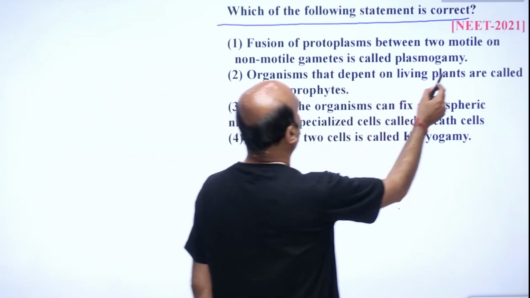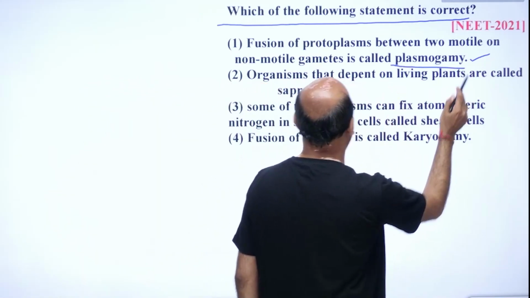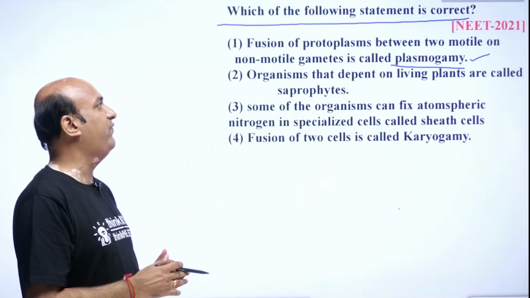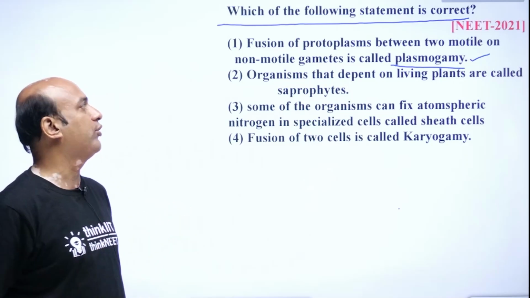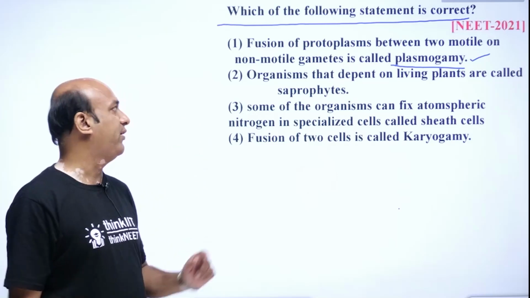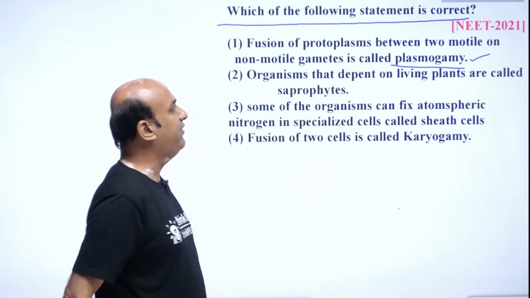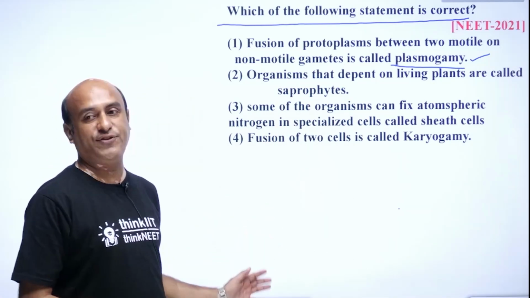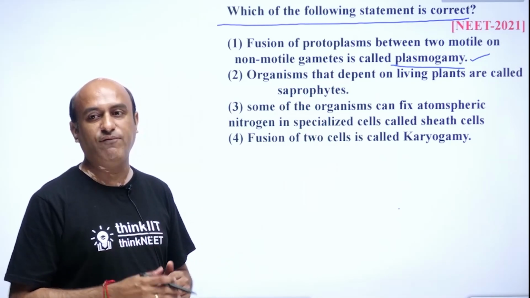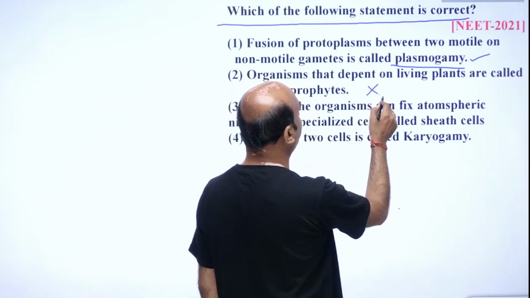We know that option number 1 is the correct one, because if we define the term plasmogamy, it is the fusion of protoplasm between two motile or non-motile gametes. So it is called plasmogamy. So option number 1 is the correct one. But why is option number 2 incorrect? Organisms that depend on living plants are not called saprophytes, because saprophytes are the organisms which feed on dead and decaying organic matter. So option number 2 is incorrect.